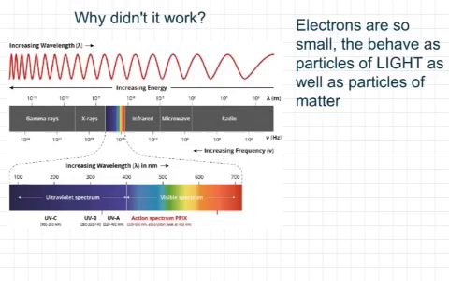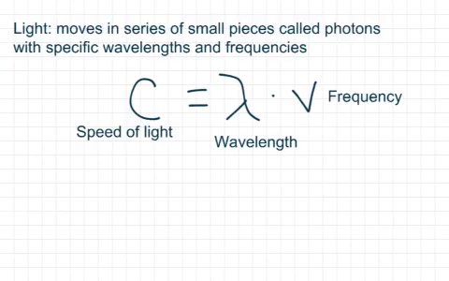So what ended up working out is if we combine the idea that electrons are particles, but they're also so small that they actually also behave like light. So electrons actually have wavelengths and frequencies, and the closer they are to the nucleus and the farther away they are, their wavelengths and frequencies change. And by knowing the energy that they have, which is the same thing as saying we know what frequency they have, we can make better predictions about where they are around the nucleus.